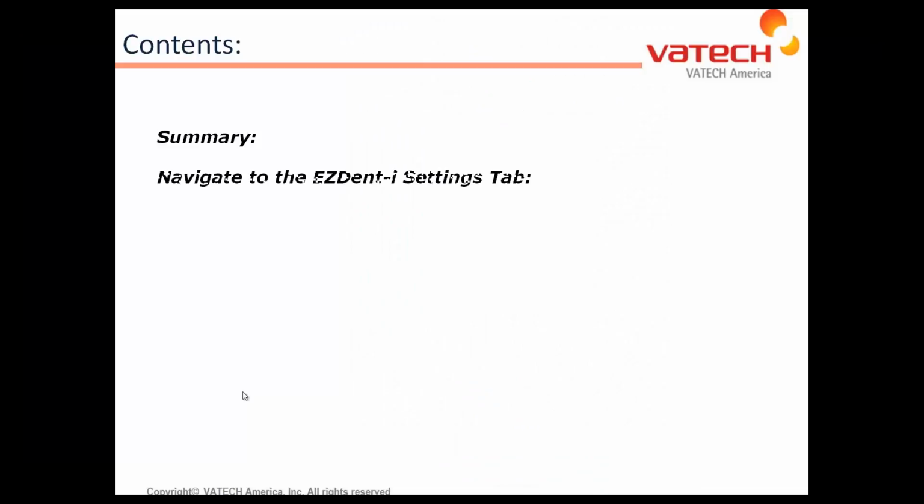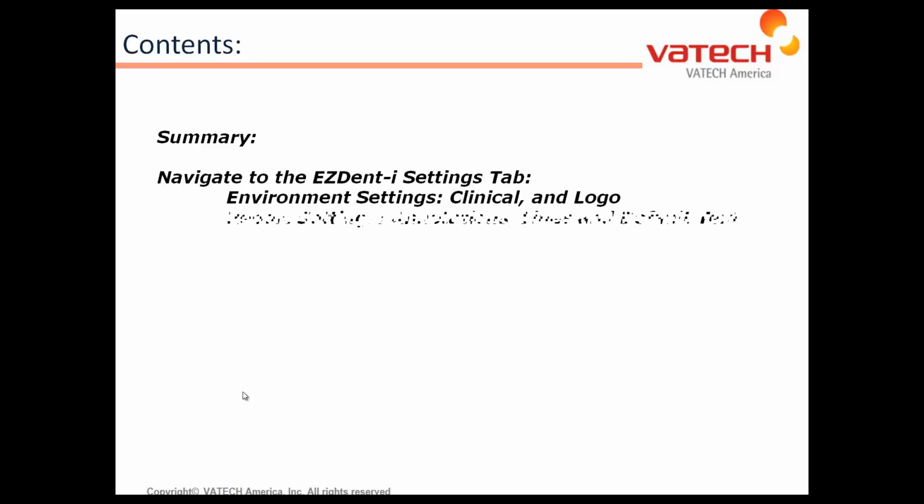In summary, you should now be able to navigate to the EZDent Eye Settings tab to adjust the environment settings such as clinical information such as office address, office logo, as well as report settings for annotations, lines, and default text.